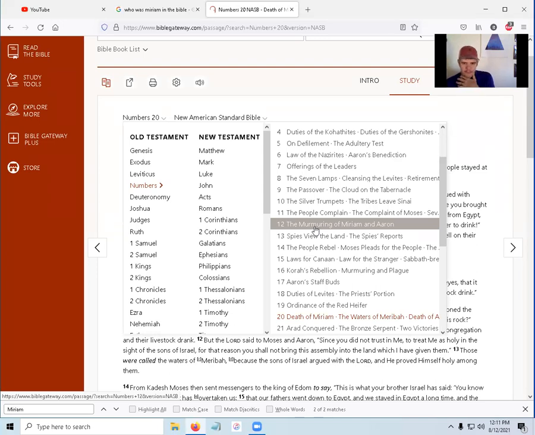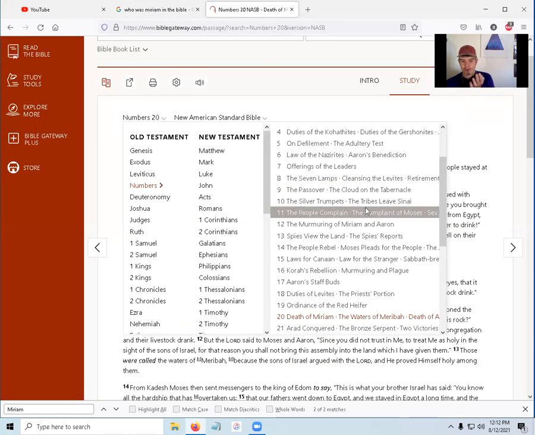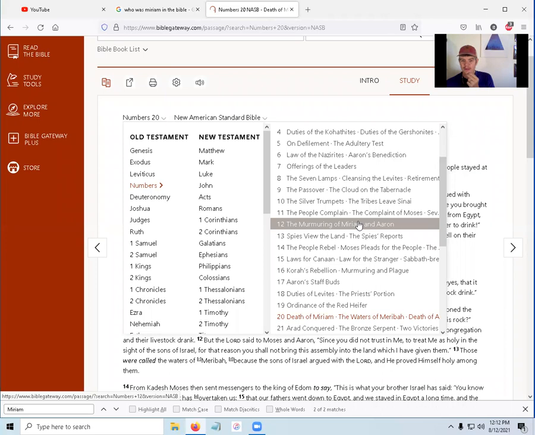Okay. Murmuring of Miriam and Aaron. Isn't that weird? In the murmuring of Miriam and Aaron, if Aaron and Moses and Miriam were brothers and sisters, why are they murmuring? It's kind of weird, isn't it?